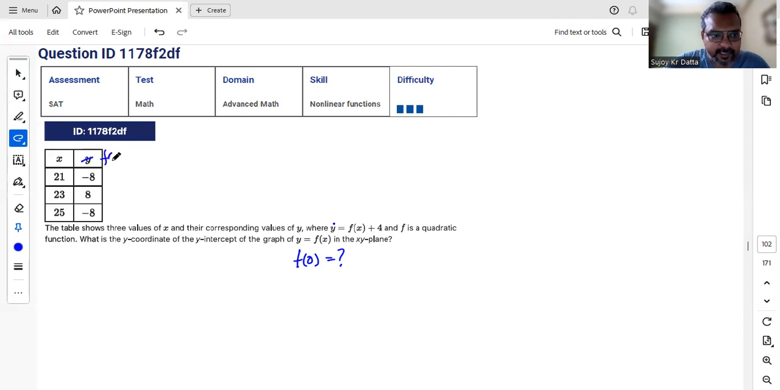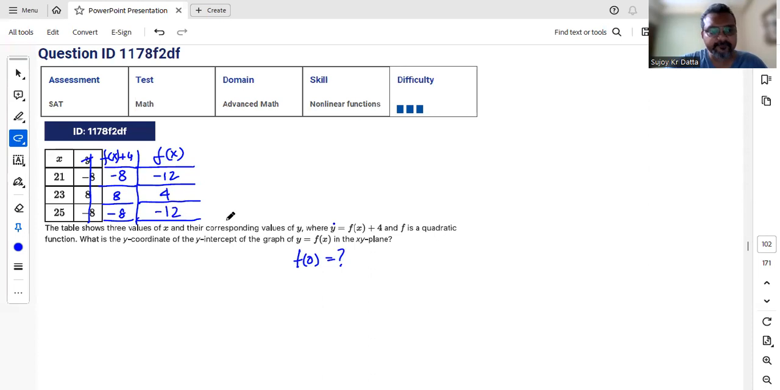Now they're saying that y is f(x) plus 4. So if I replace y as f(x) plus 4 to be negative 8 or positive 8 or negative 8, that means my f(x) would therefore be, just subtract 4, so negative 12, 4, and negative 12. That's what I'm interested in. So now they're saying what is the y coordinate of the y-intercept. So we have to figure out the y-intercept. Means when x is 0, what's y?